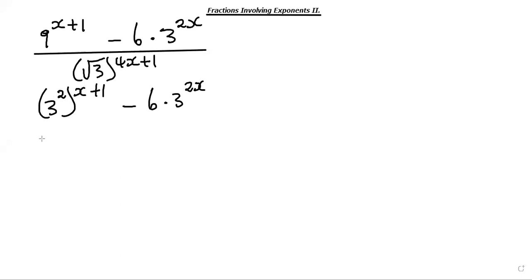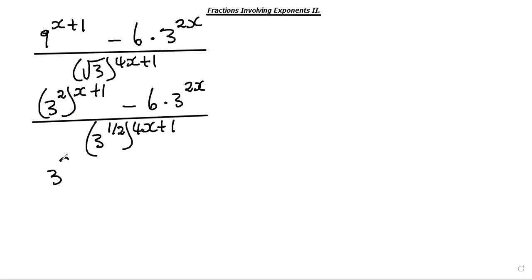So we see that we have square root 3, but we understand that square root 3 is the same as 3 raised to the power half. That's what we know. Now the whole thing is further raised to the 4x plus 1. Then we go to the first term in the numerator. We distribute the 2. So then we get 3 raised to the 2x plus 2.